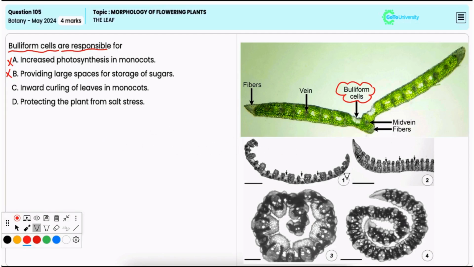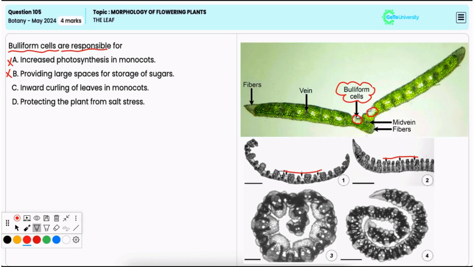Now, in monocots, such as in grasses, certain adaxial epidermal cells along the veins modify themselves into large, empty, colorless cells known as bulliform cells. And when the bulliform cells in the leaves have absorbed water, they become turgid and the leaf surface is exposed.